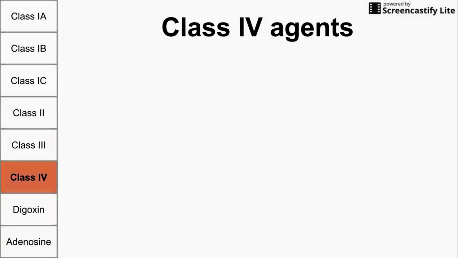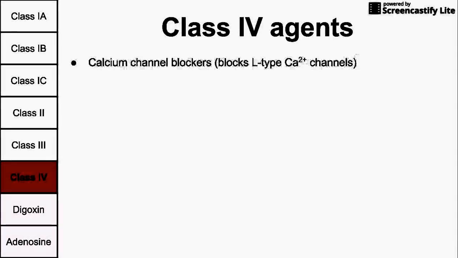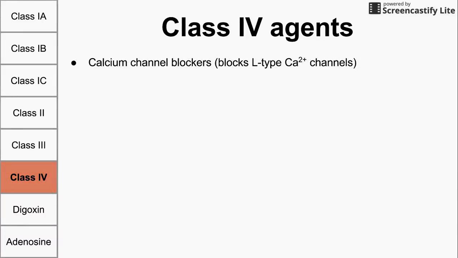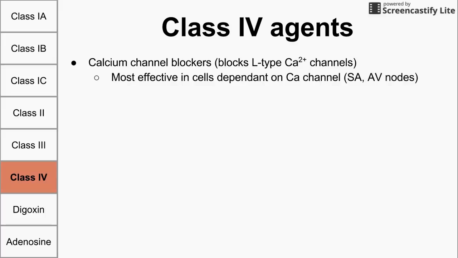Now let's jump into the class 4 agents of antiarrhythmic drugs. These specifically block calcium channels, specifically the L-type calcium channels. These are most effective on the nodes, the SA and the AV nodes, because these nodes depend on calcium channels for their depolarization, for their pacemaking ability.